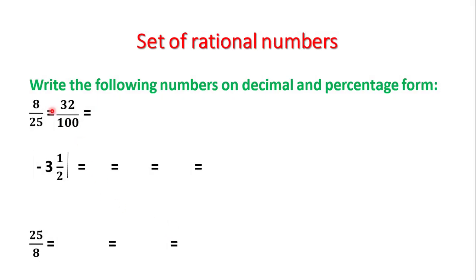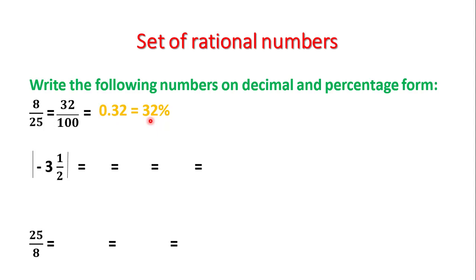Now write the following numbers as a decimal and a percentage. Here we have 8 over 25 equals 32 over 100, of course, by multiplying by 4 up and down. Now I can write it as a percent and as a decimal number. As a decimal number, I just put a decimal point after 2 places from the right, 1, 2. We don't have a whole number, so put 0. To convert from a decimal into a percentage, just multiply by 100 and put the percentage sign.